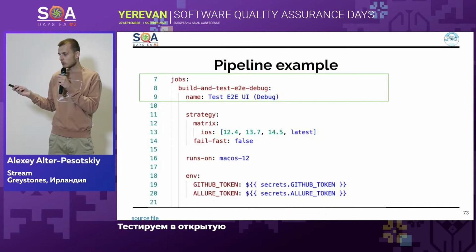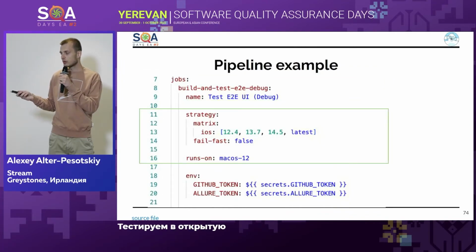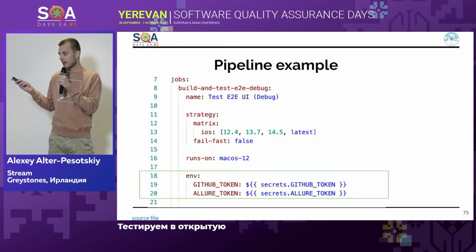Then the name of the job and the strategy. So you can see that we are using Matrix and running cron checks on all supported iOS versions. It is from 12 till the latest one. Right now it's 16, but I didn't update the slide. And we are running it on macOS 12. And we have 2 environment variables, GitHub token and Allure token.